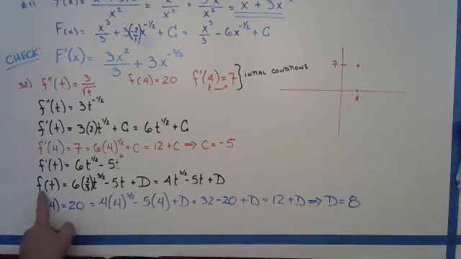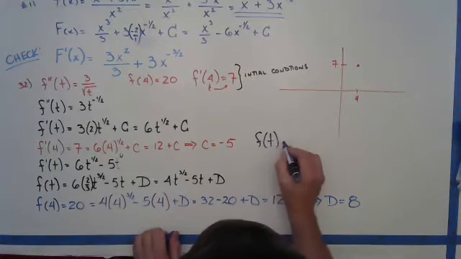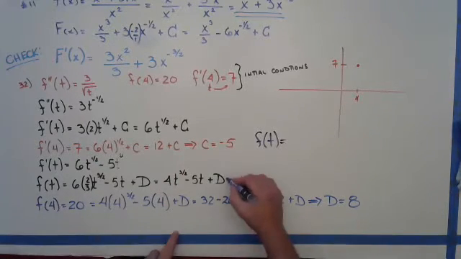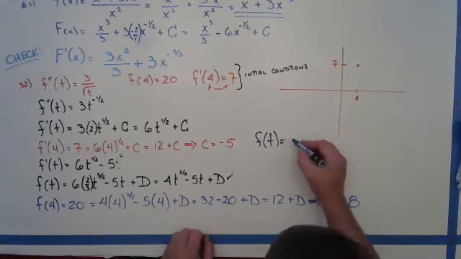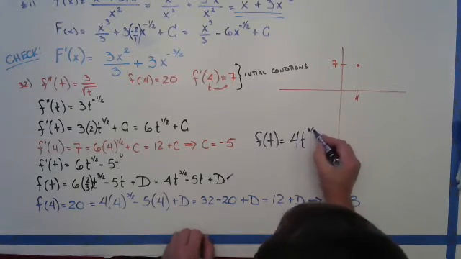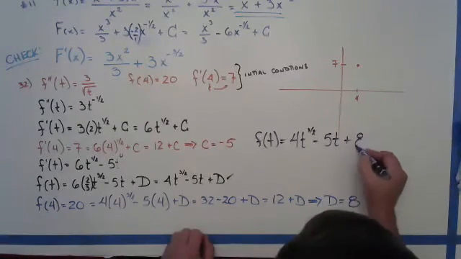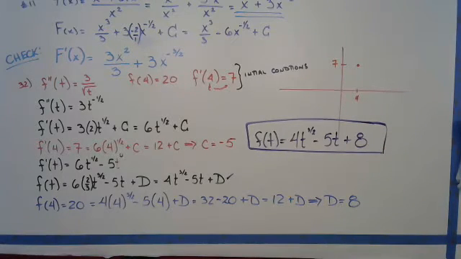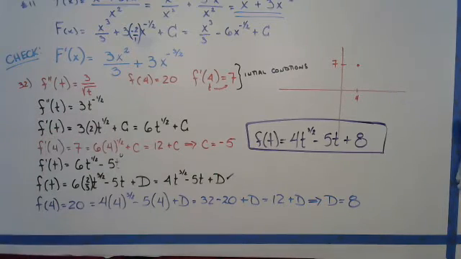We now know what f of t is. We can write that right here. F of t is going to be this equation right here, but in place of d, we're going to put 8. So it's going to be 4t to the 3/2 minus 5t plus 8. And if we take the derivative of that twice, we should definitely get 3t to the minus 1/2. And we will.